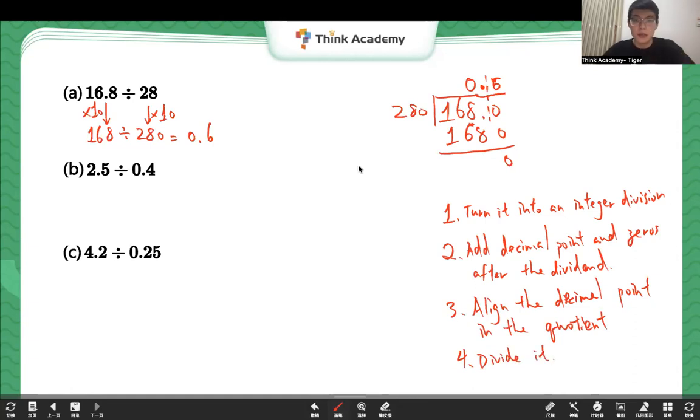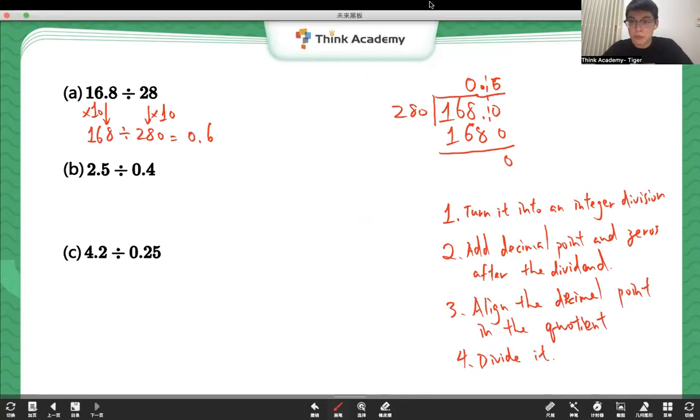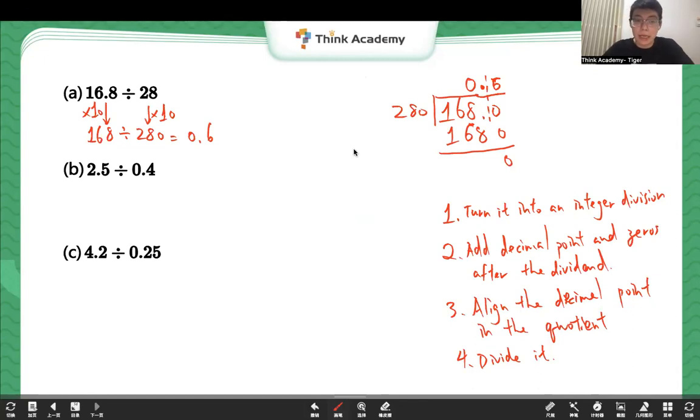Okay, so that's the reason why it is more complicated than any other operations before, because it requires many different steps and sometimes we can't be sure. For example, I don't know how many zeros I should put in. So now let's take a look at 2.5 divided by 0.4 following these steps.